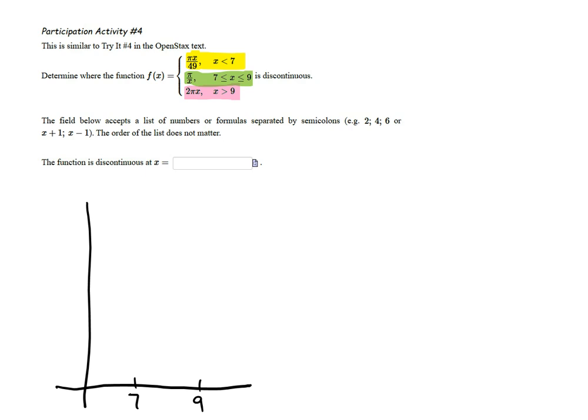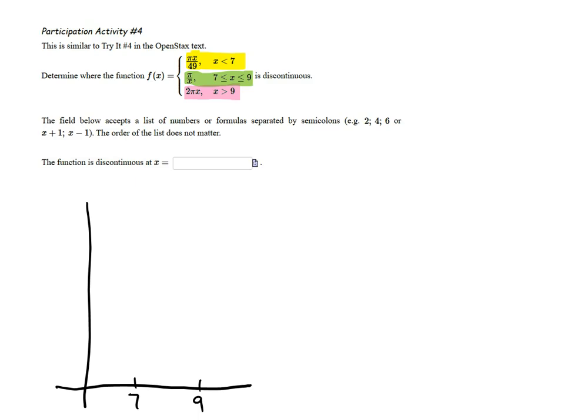On this one, they want you to determine where the function is discontinuous. And this is another piecewise, so there's 3 pieces. And it's somewhere between 7 and 9. So for the yellow one, it says pi x over 49. Remember, pi is really 3.14.